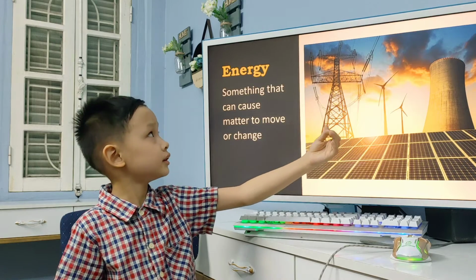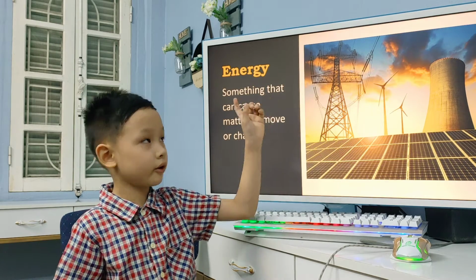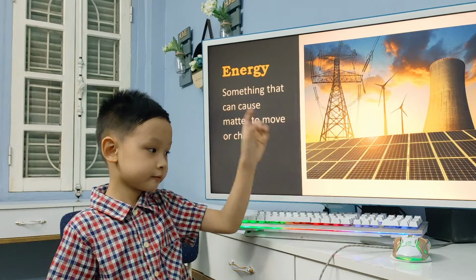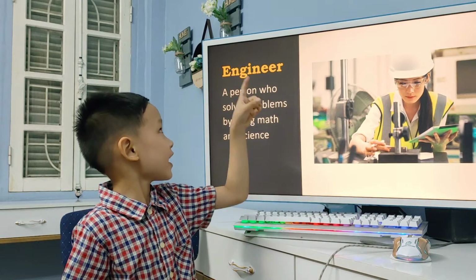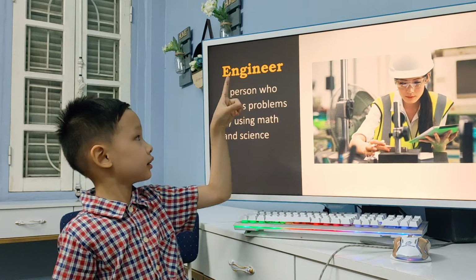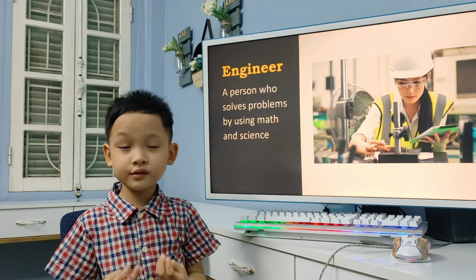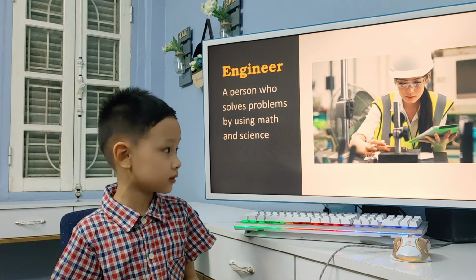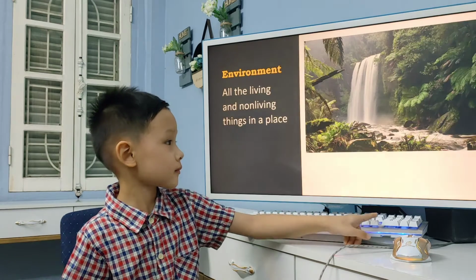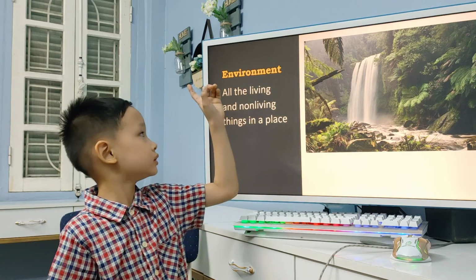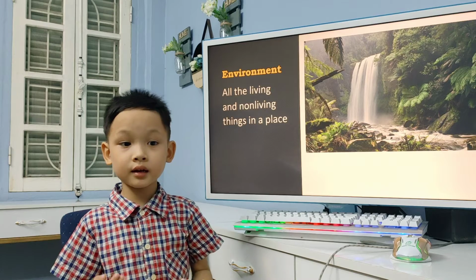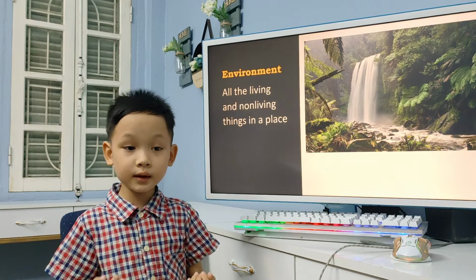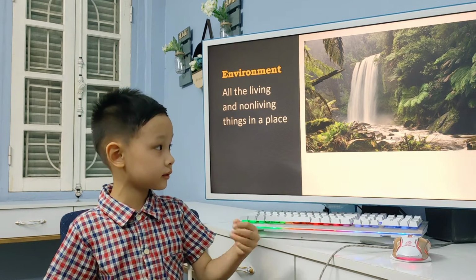It is called an energy. And engineer: a person who solves problems by using math and science. And environment: all the living and non-living things in a place.